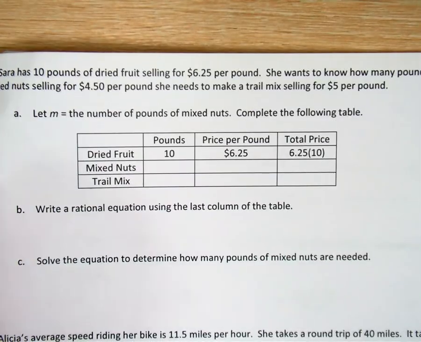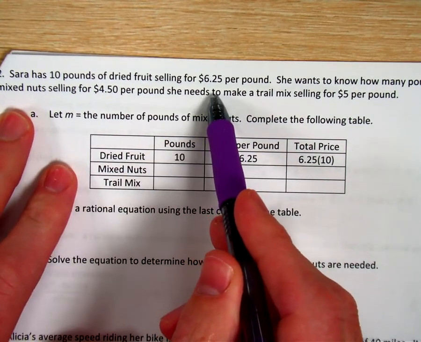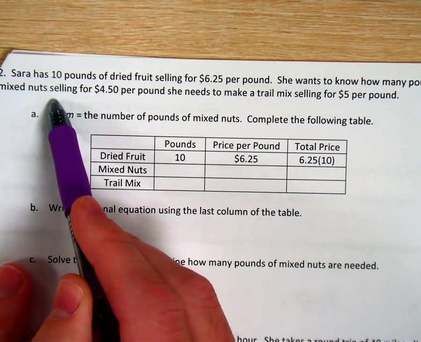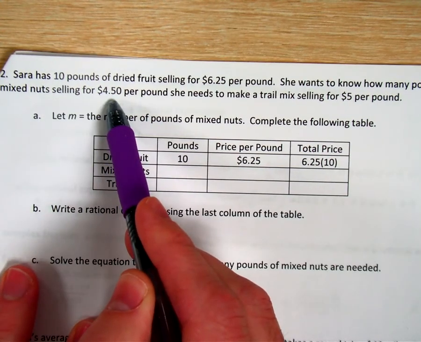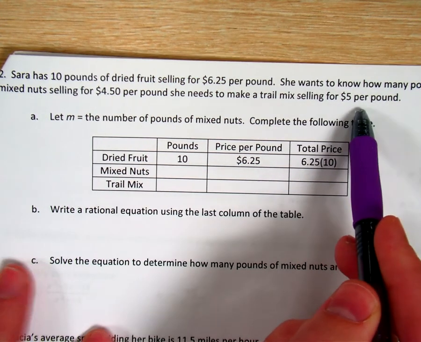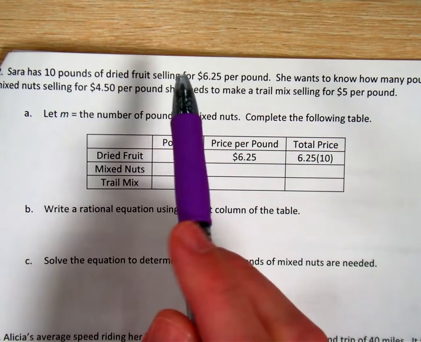All right. So Sarah has 10 pounds of dried fruit selling for $6.25 a pound. She wants to know how many pounds of mixed nuts selling for $4.50 a pound she would need in order to make a trail mix that would average out to $5 a pound. Trail mix will be dried fruit and mixed nuts.